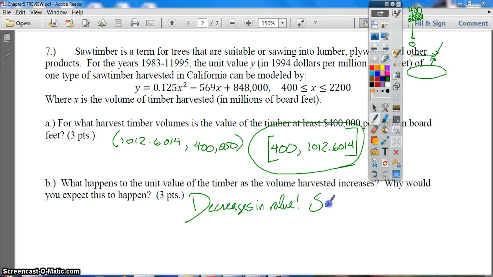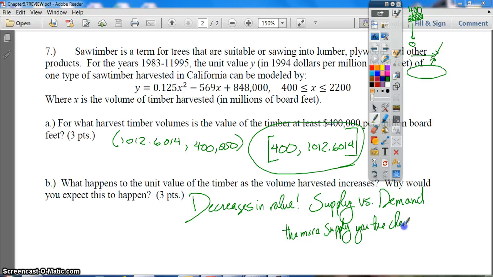Because supply versus demand is what causes things to go up and down. The more supply, the less you can charge because it's more available. Supply versus demand. The more supply you have, the cheaper the product. Or you could say less expensive.